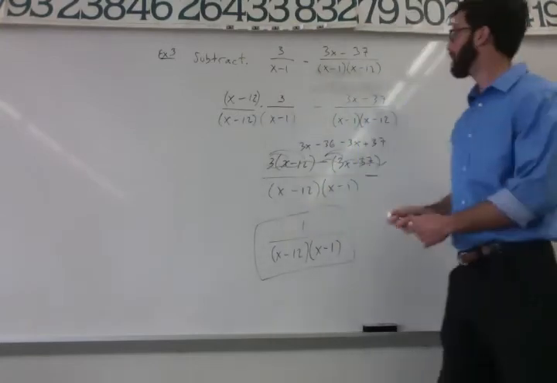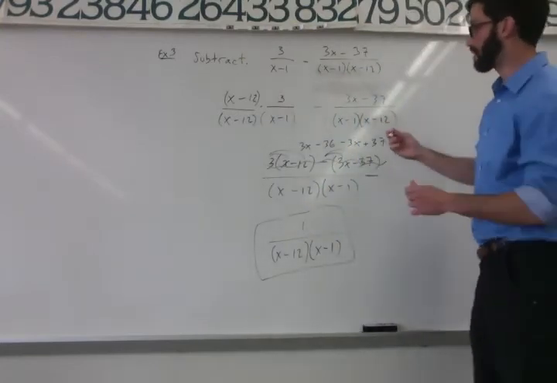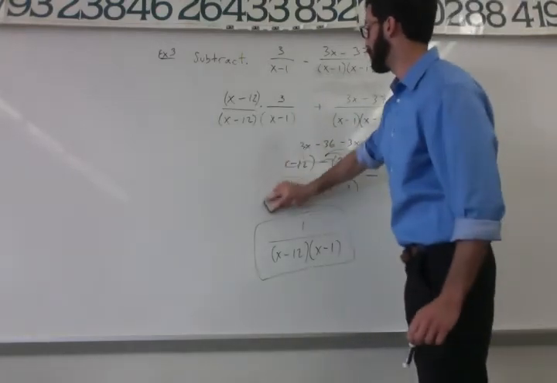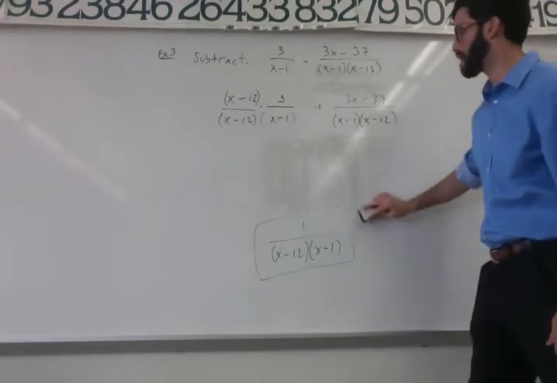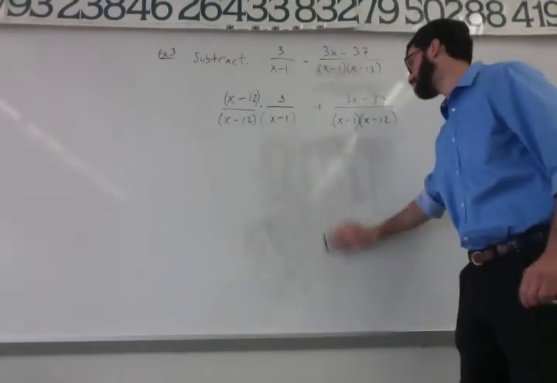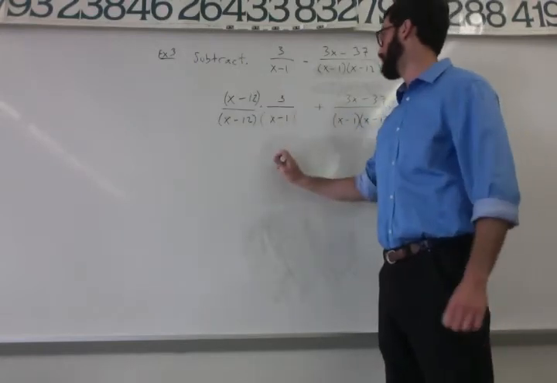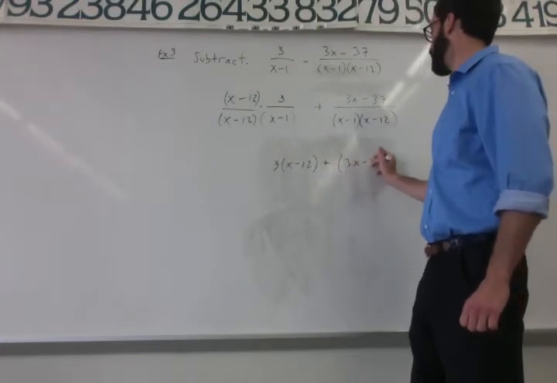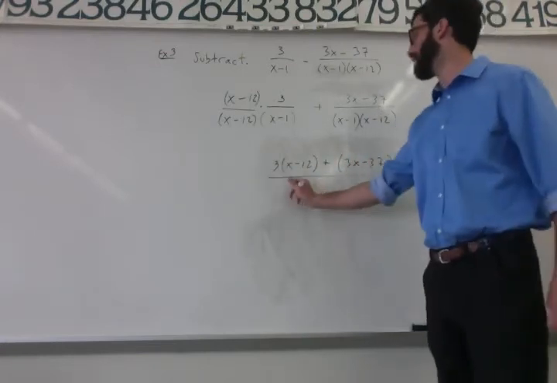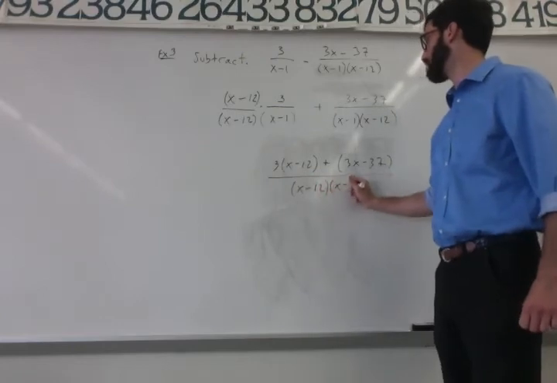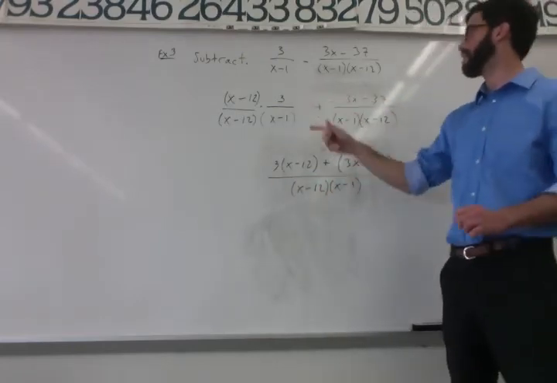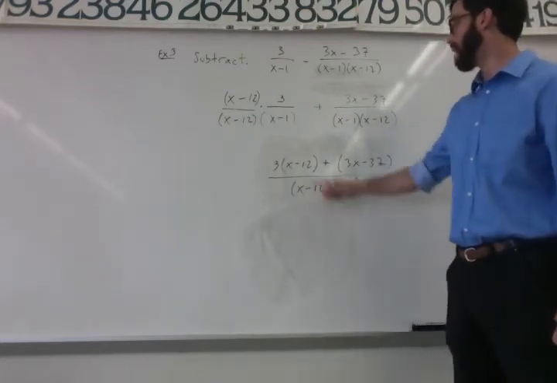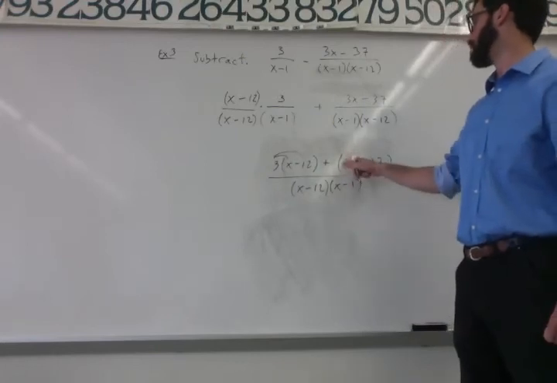If it was addition, well, it would be a little bit easier. Let's just kind of do that from this step here. If we had addition, then there would be fewer mistakes made because you wouldn't have to worry about distributing any negative sign. We would just have 3 times x minus 12 plus 3x minus 37 all over, again, x minus 12, x minus 1. So it's still the same kind of problem when you're adding or subtracting fractions. Once they have the same denominator, you just take care and add the numerators, keep the bottoms the same. And now we would distribute: 3x minus 36 plus 3x minus 37.